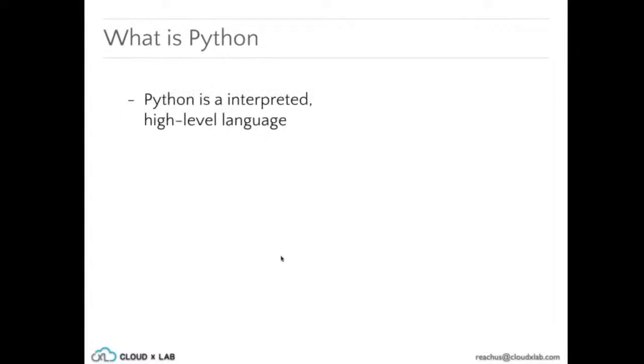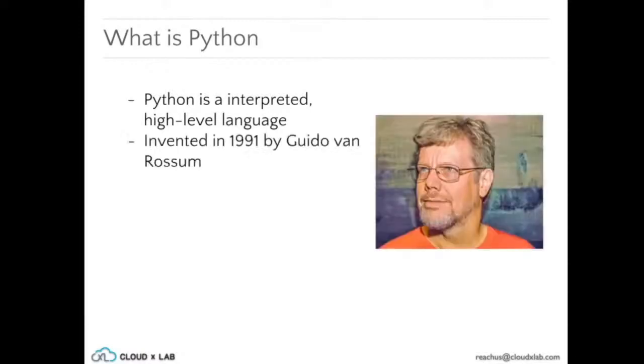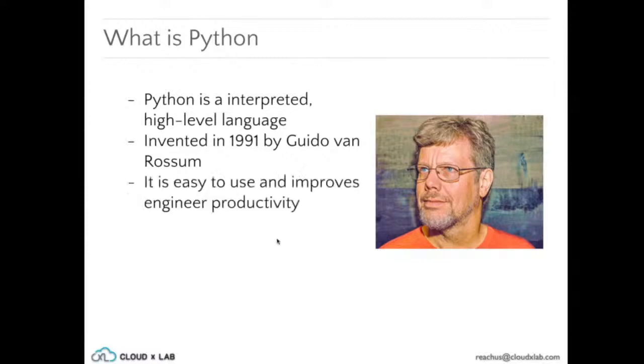So what is Python? Python is an interpreted high-level language, so it doesn't have a compiler. It's a high-level language, so we write fairly high-level commands. It was invented in 1991 by the Dutch programmer called Guido van Rossum, and one of the real advantages of Python is that it's very easy to use and it really improves engineer productivity.